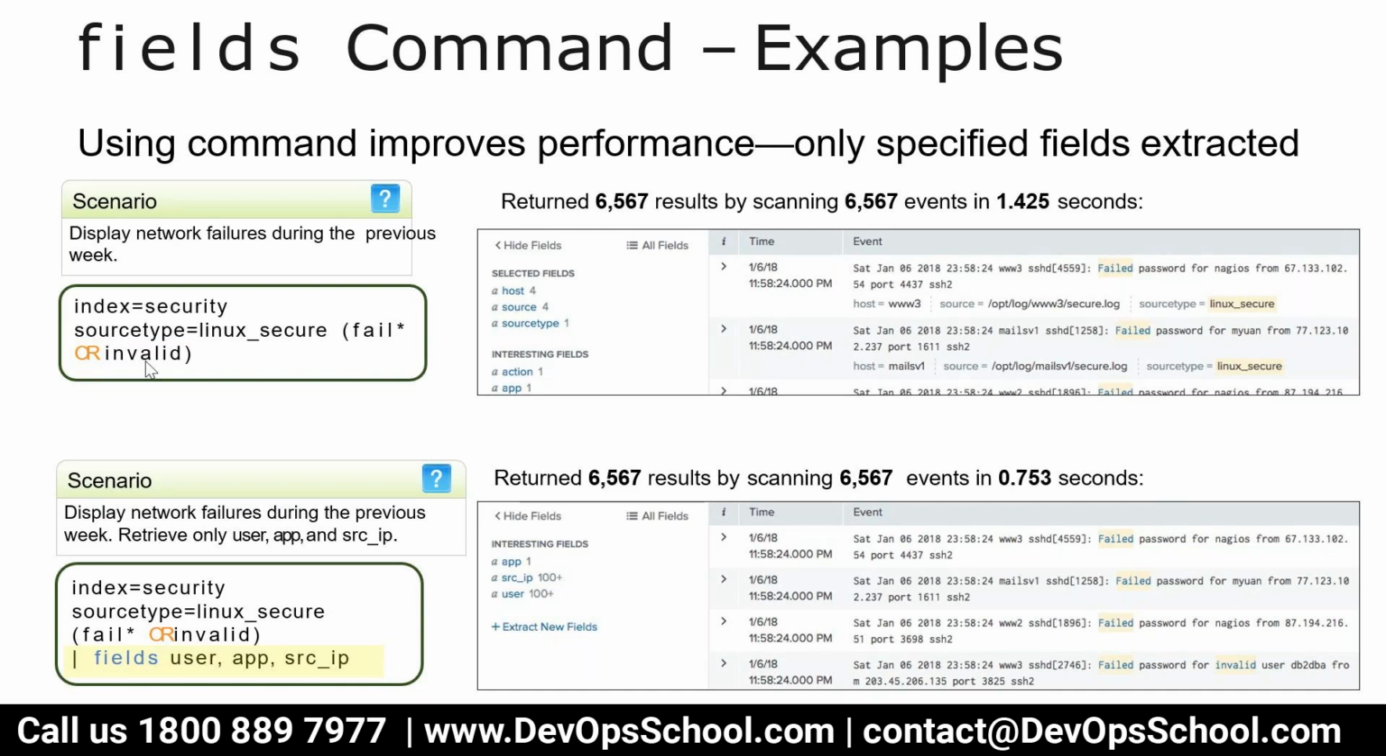So star means this one, or invalid. So this is the way you can use the regular expression also in the search. And here, after the search, whatever the pipe you're using, and fields user app SRC. That means only display those fields which is related to user app and SRC. So here you see display network failures during the previous week. Sorry, retrieved only user app and source IP field.